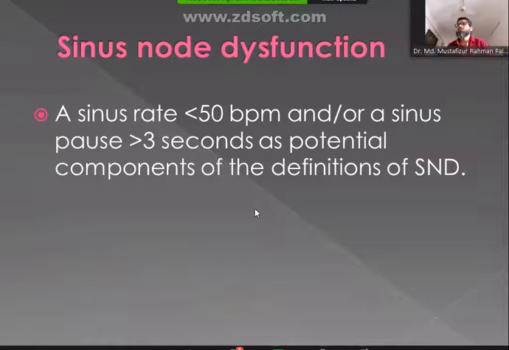Let us start with the sinus node dysfunction. Sinus node dysfunction is a rate less than 50 beats per minute and/or a sinus pause of more than 3 seconds, which are potential components in the definition of sinus node disease. Both are not necessary; either one is enough to diagnose sinus node dysfunction: less than 50 beats per minute or more than 3 seconds pause.